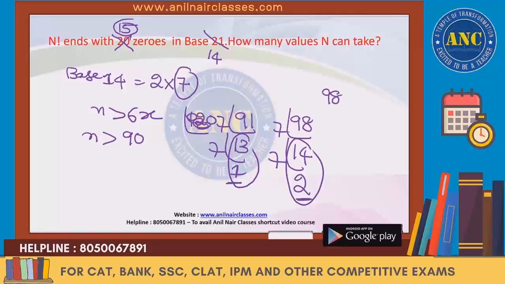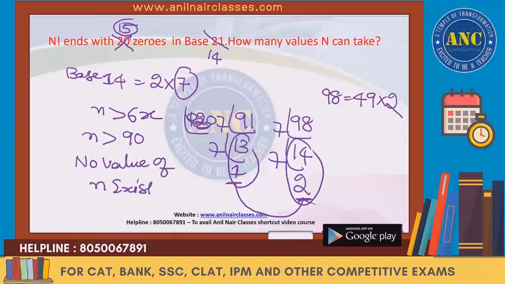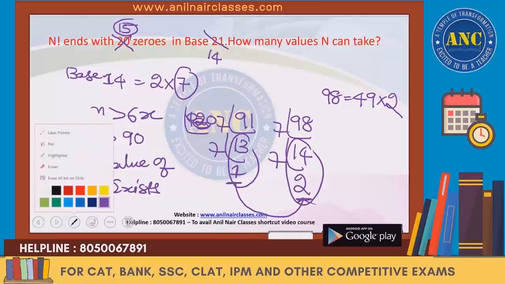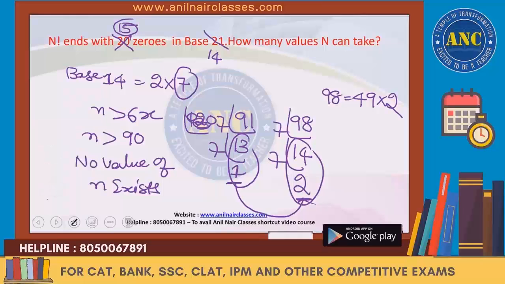I got 14 here, I got 16 here. Why? Because 98 is 49 into 2. There is a direct jump from 14 to 16. 15 will not be possible. No value of n exists. I hope the idea is clear.